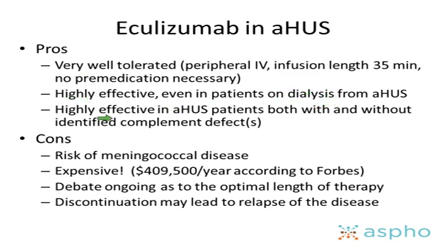And it does seem to be effective both in patients with a known identified complement mutation or defect and in patients with no known complement defect. Some of the detractors of Eculizumab include the risk of invasive meningococcal disease due to the complement inhibition. It's an extremely expensive medication, with over $400,000 a year for an adult, according to Forbes magazine.